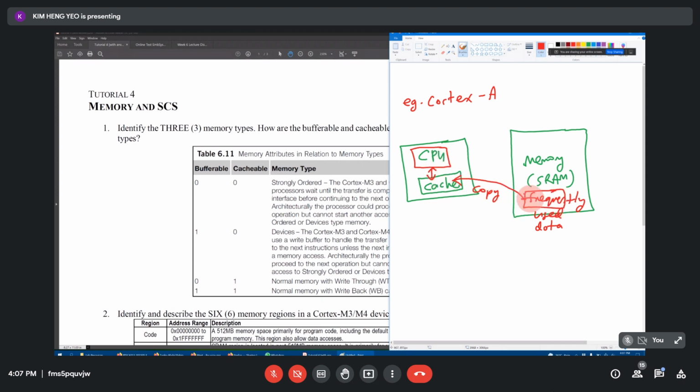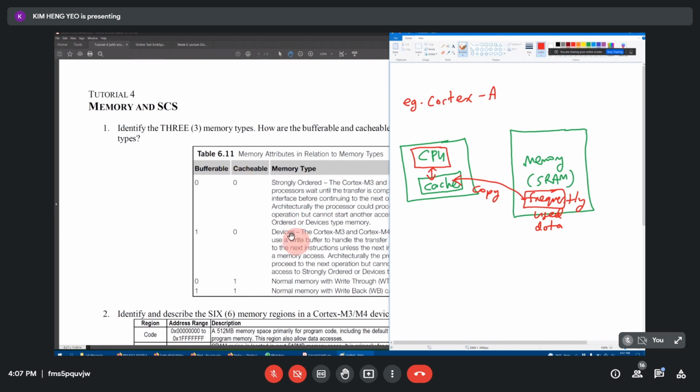Okay. Now, you think about this. If this is a peripheral register, can you use cache? Cannot, right? Because if the processor wants to program the SysTick timer, for example, the processor must write to the peripheral register. It cannot write to cache. If you write to cache, that means you're not doing anything to the actual hardware, right? So that's why strongly ordered is non-cacheable.